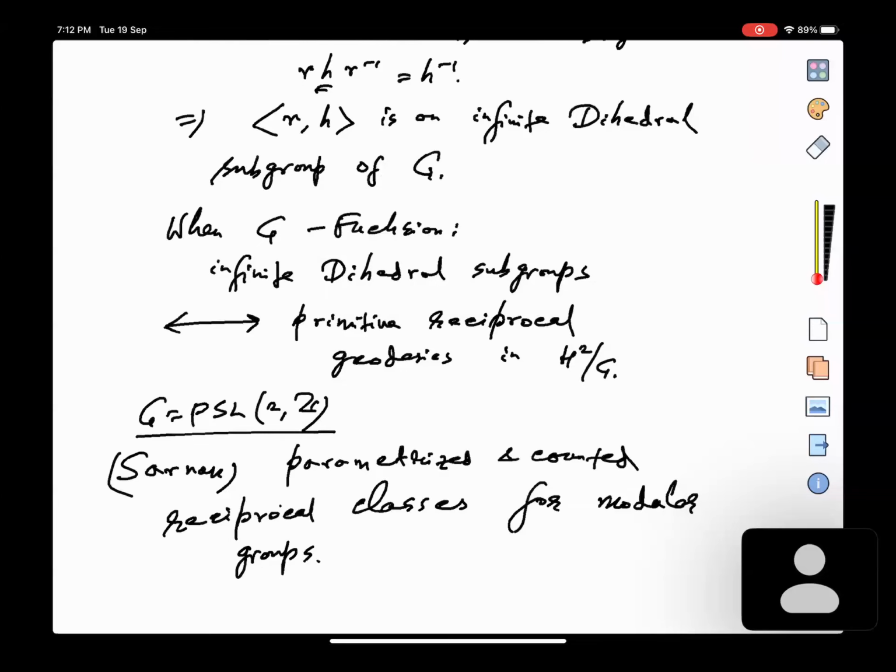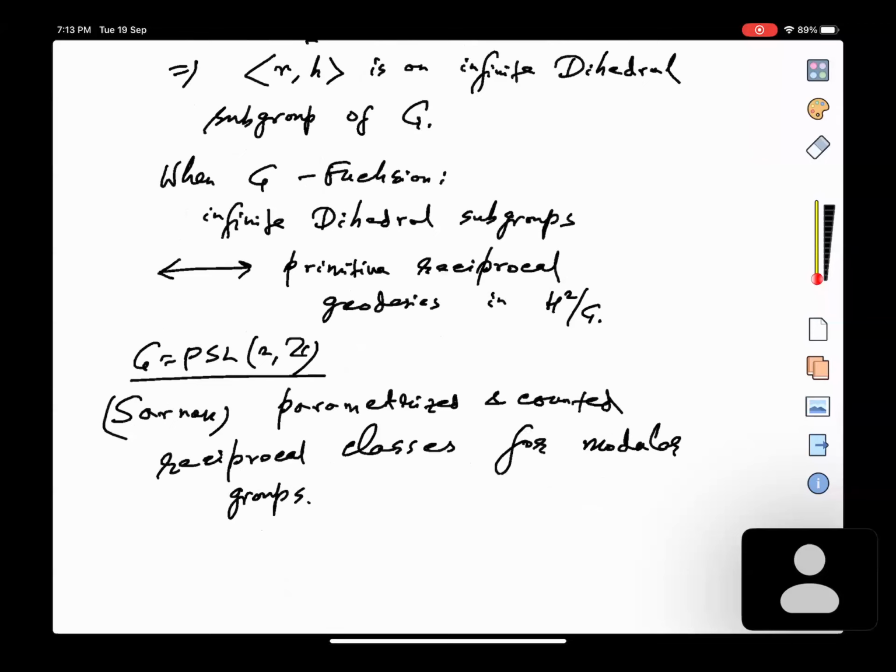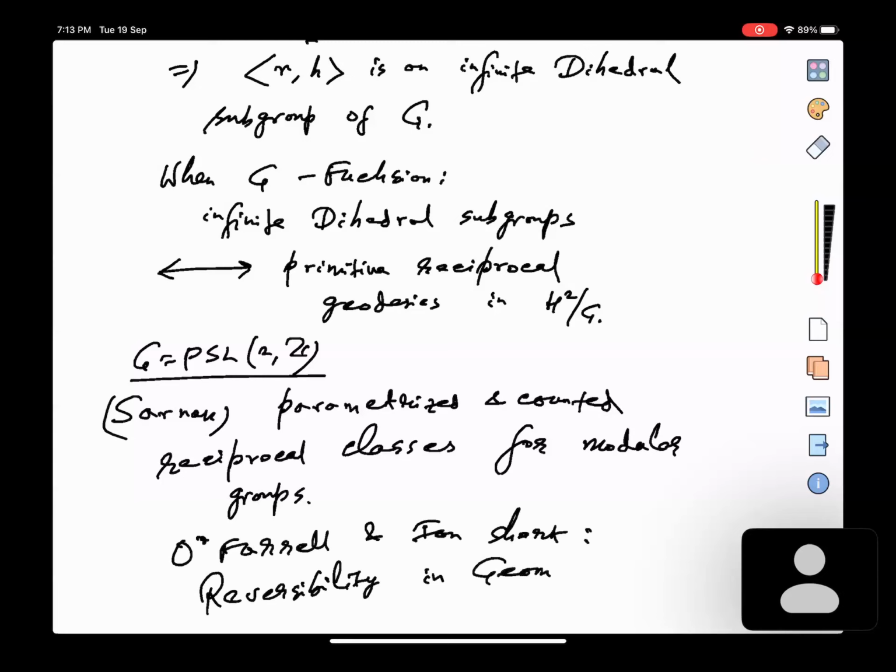So there is a nice survey on reciprocity in the modular group in a book by O'Farrell and Ian Short, called Reversibility in Geometry and Dynamics. It is in chapter 7 of the book. All right. So this is roughly the picture of why we were interested in understanding this problem for Hecke groups, because we thought it's a very natural problem to ask for Hecke groups, which are a generalization of the modular groups and which are also Fuchsian groups.